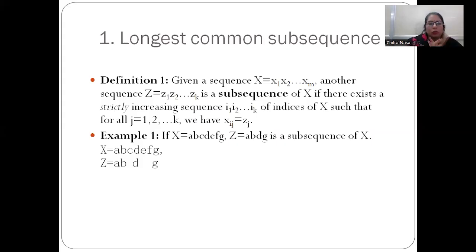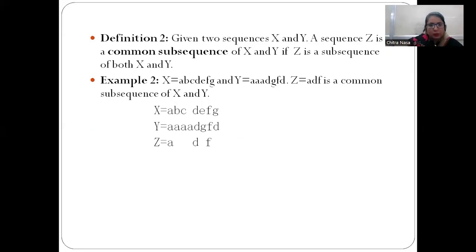LCS says that two sequences are given to you, X and Y. X has characters like X1, X2, and so on up to Xm, and Y is another one that is given to you. We have to find a common subsequence between the two sequences. That will be Z, that is Z1, Z2, and so on up to Zk, right? For example, X is given as A, B, C, D, E, F, G, and Y is given as A, B, D, G. Then what common subsequence can we find among them, right?